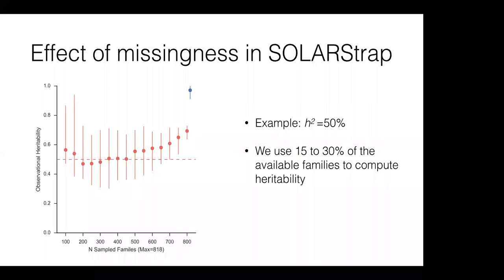We also analyzed the effect of missingness on SOLARStrap. Here we observe that SOLARStrap overestimates heritability when we sample all or almost all of the families with the trait of interest. Because of this, we use 15 to 30% of the available families with the trait of interest to compute heritability.